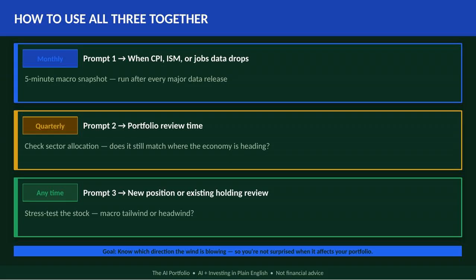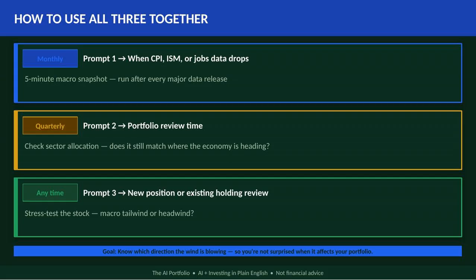Here's the workflow. Every month, when major macro data drops, CPI, ISM, jobs, run prompt 1. It takes 5 minutes and gives you a current snapshot. Every quarter, run prompt 2 to check whether your sector allocation still makes sense given where the economy is. Anytime you're considering a new position or reviewing an existing one, run prompt 3 to stress test it against the macro environment.